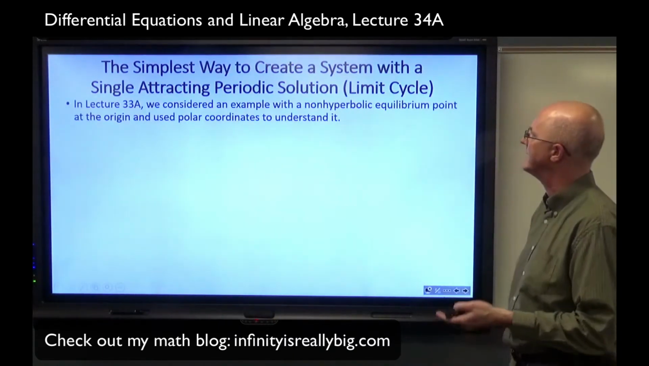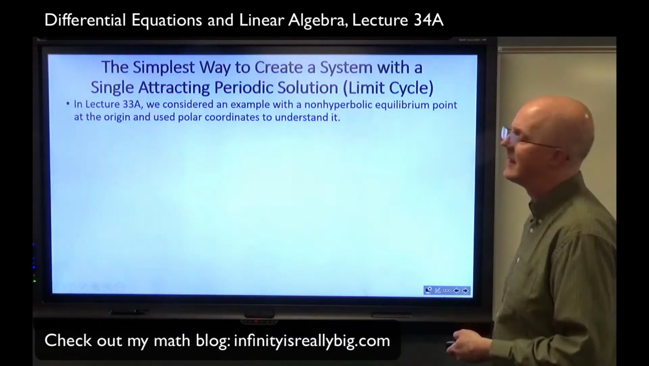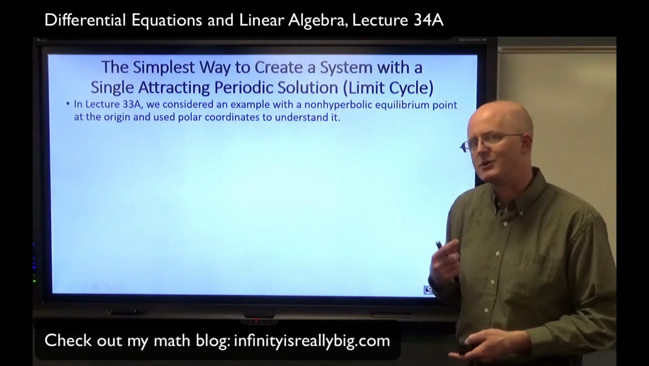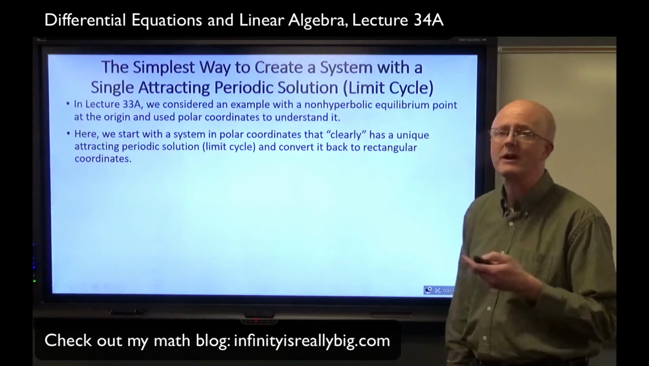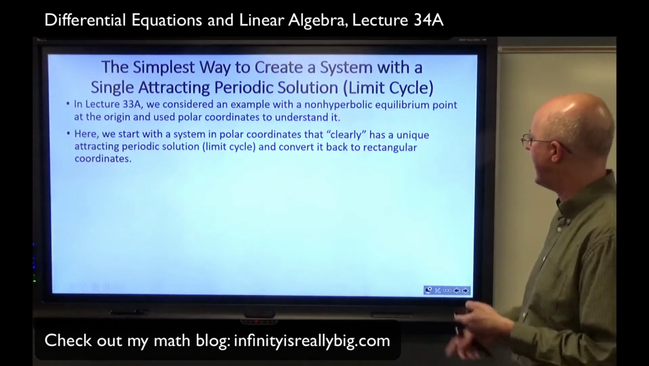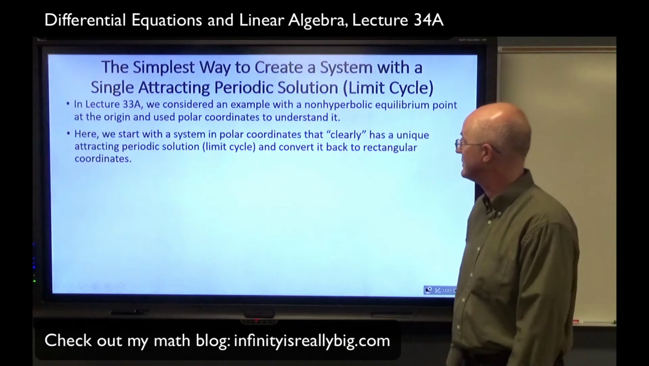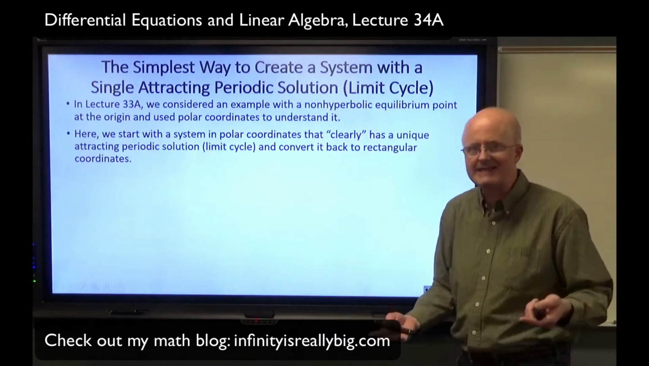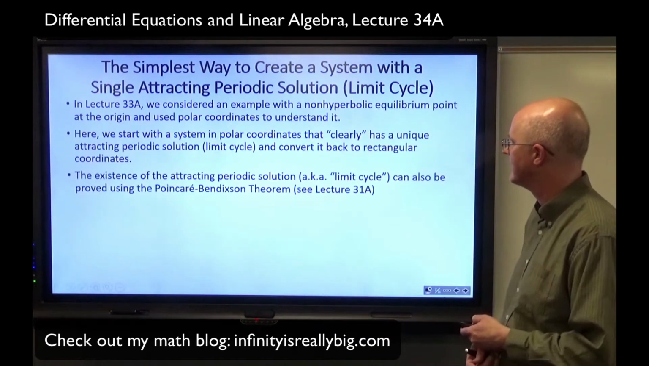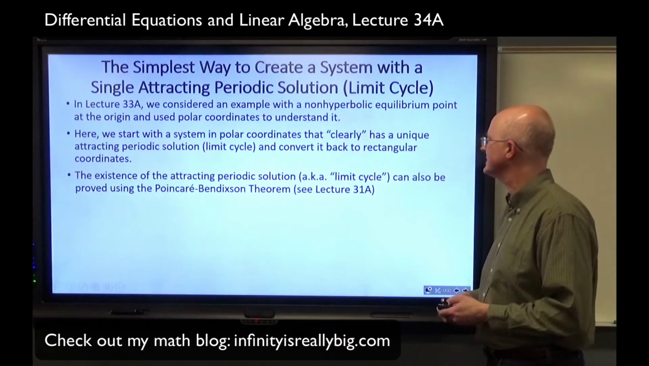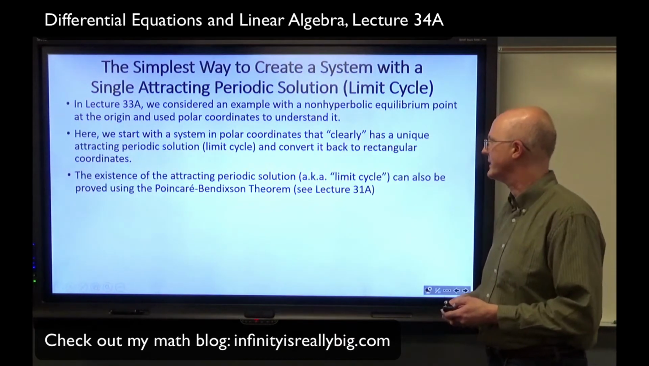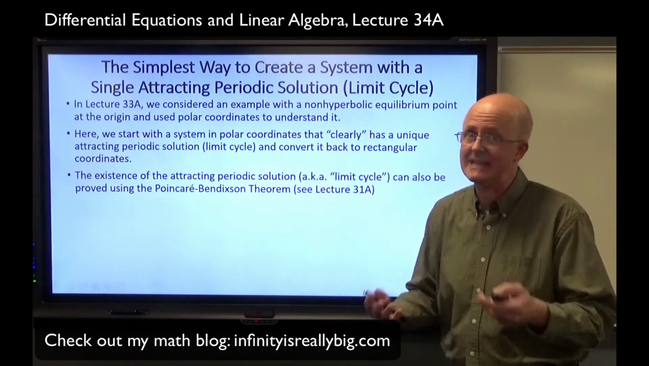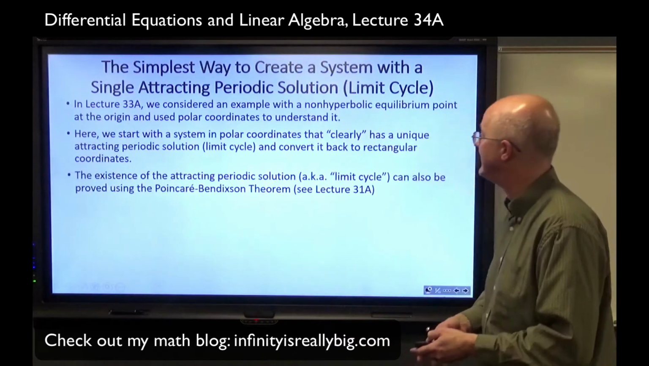In the last lecture, 33A, we considered an example that had a non-hyperbolic equilibrium point at the origin, and we used polar coordinates to help us understand what was going on there. Here, we're going to start with a system in polar coordinates that clearly has an attracting periodic solution, or limit cycle, and we'll convert it back to rectangular coordinates where it would be less clear that it's going to have a periodic solution. The existence of the attracting periodic solution, again the limit cycle, can also be proved with the Poincare-Bendixson theorem from lecture 31A, though it's really not needed here, it's just to illustrate it. It's a fairly simple application in this case.